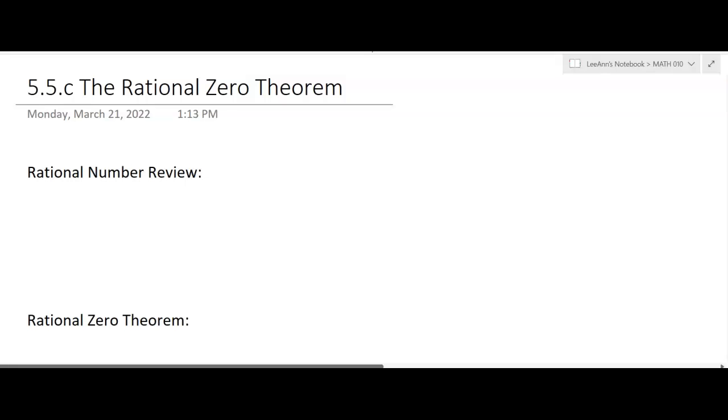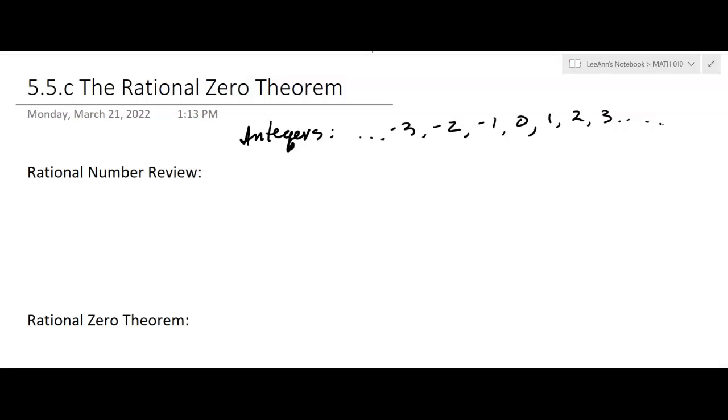Okay, so we're going to use what's called the rational zero theorem, and I thought it would be helpful to just do a review of rational numbers. So you have integers. Integers are numbers like -3, -2, -1, 0, and you can go in the negative direction off to negative infinity. 1, 2, 3, and on up to infinity. I always think of them as the numbers when you're drawing a number line. They're often the little marks that you make to count on the number line. Okay, so those are integers.